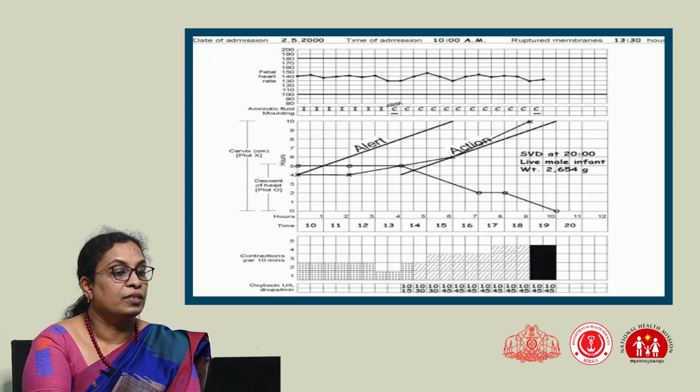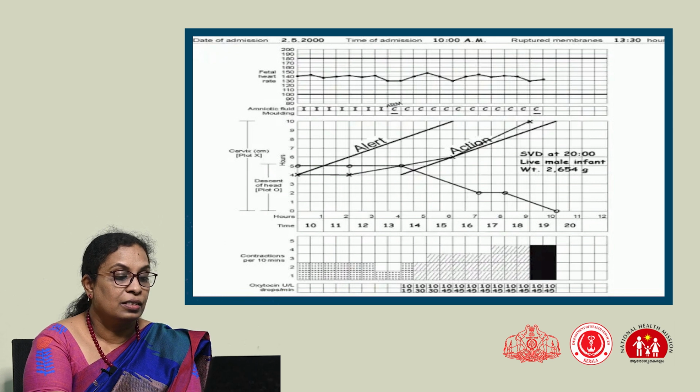Example 3, she got admitted at 10 a.m. At 10 a.m. she is 4 centimeters dilated. After 4 hours, she is 6 centimeters dilated. Here the descent of the head is 3/5 palpable. At the end of 4 hours, it's still 3/5 palpable. Membranes were ruptured. Clear liquor. Fetal heart rate progressing up to the 130, 140 range. She is getting 20 to 40 seconds contractions.